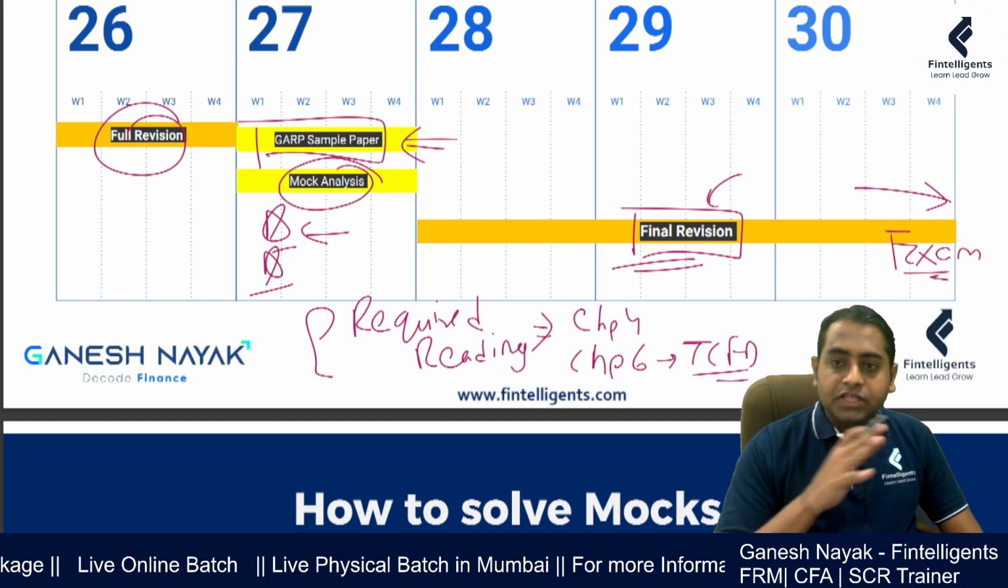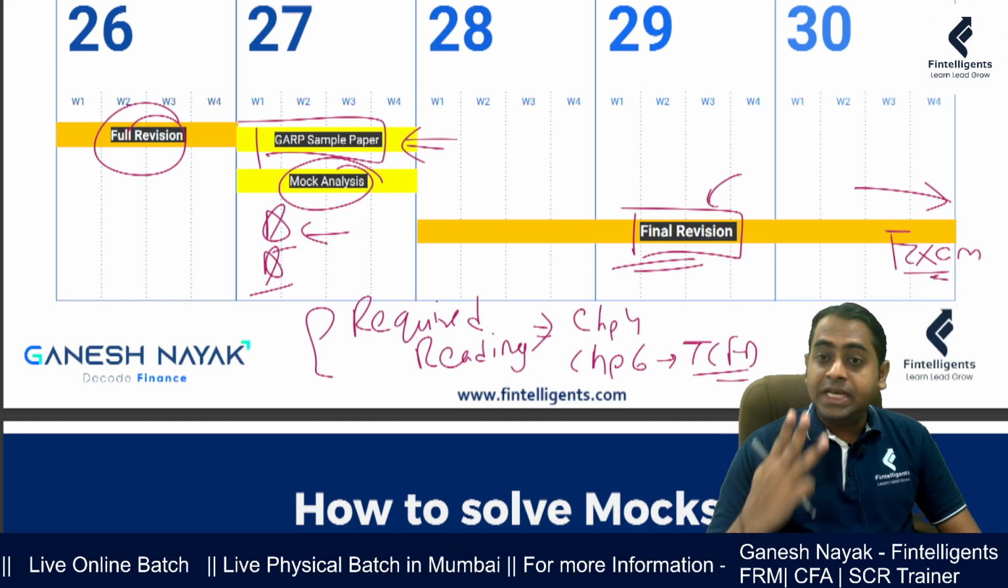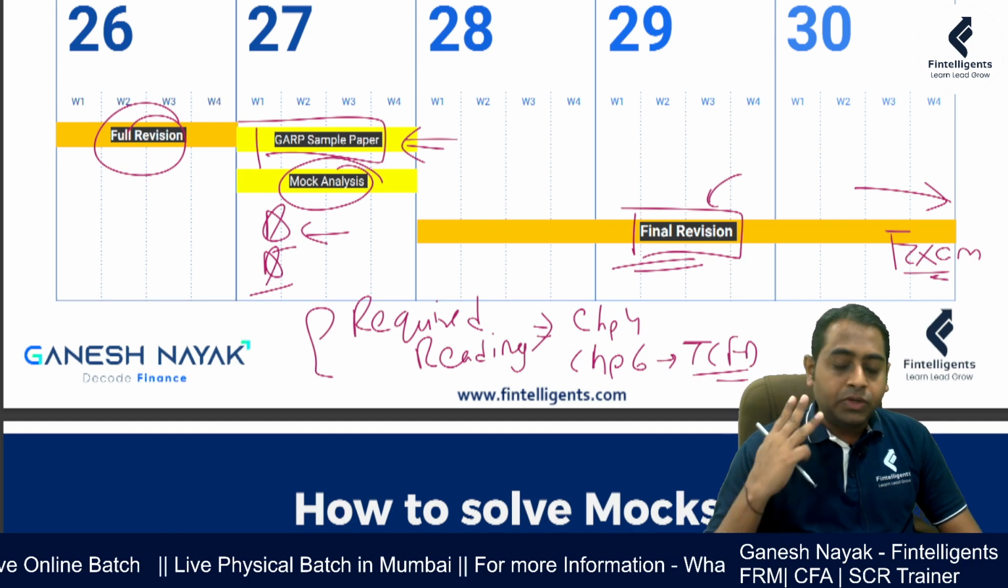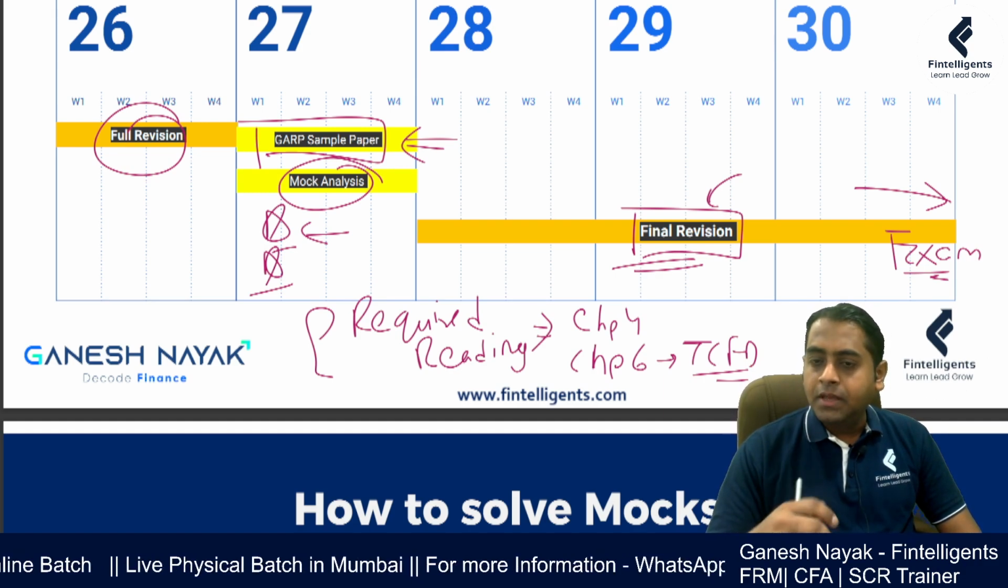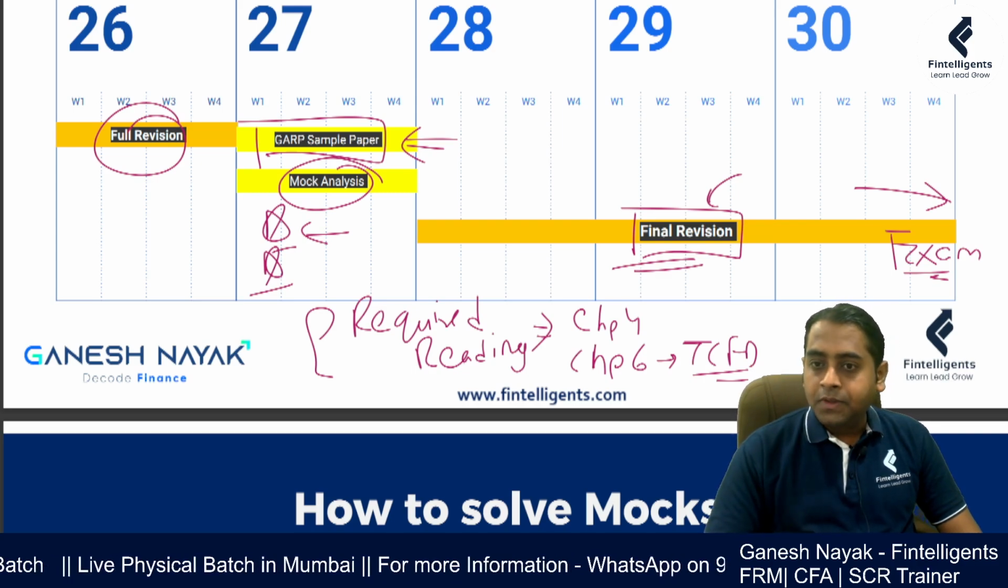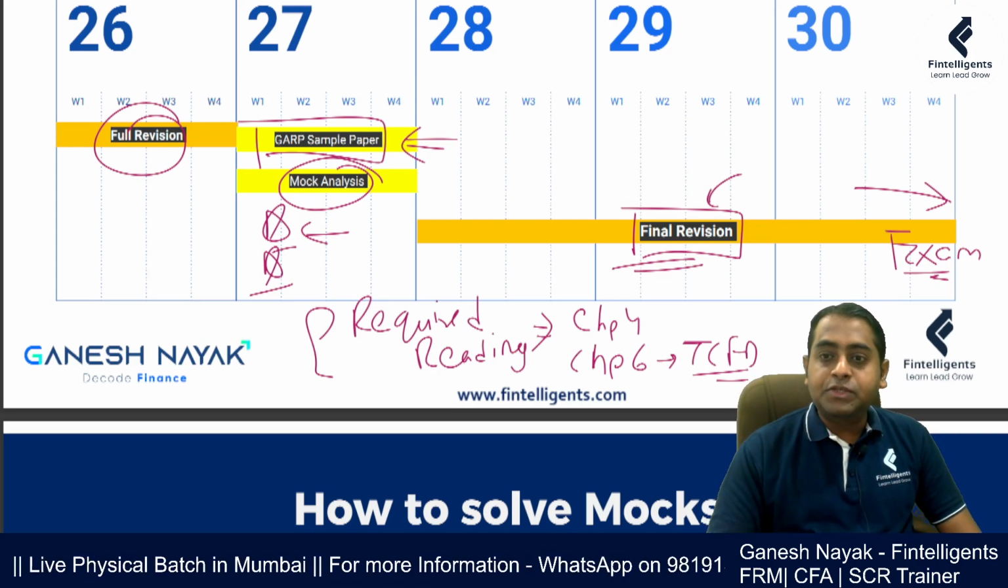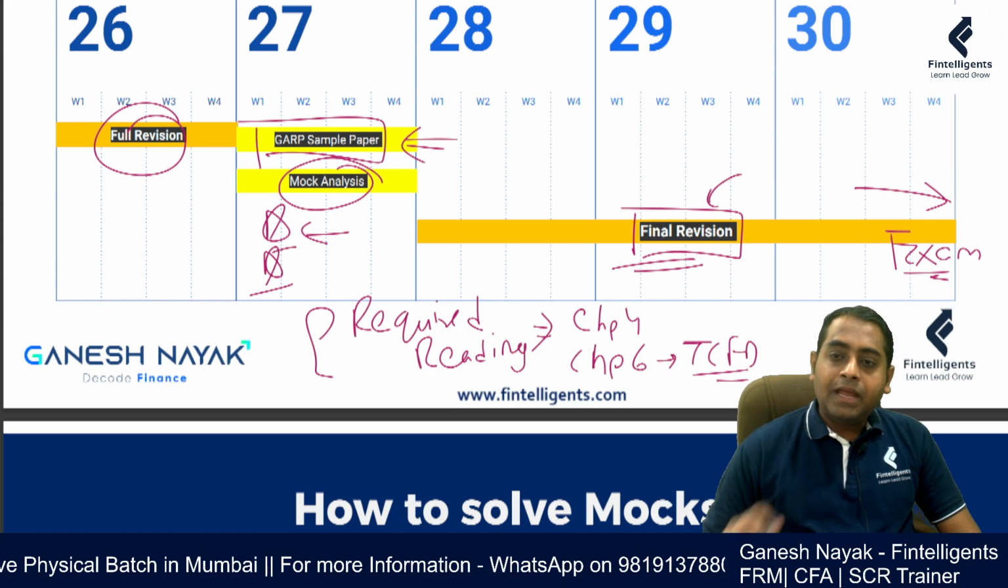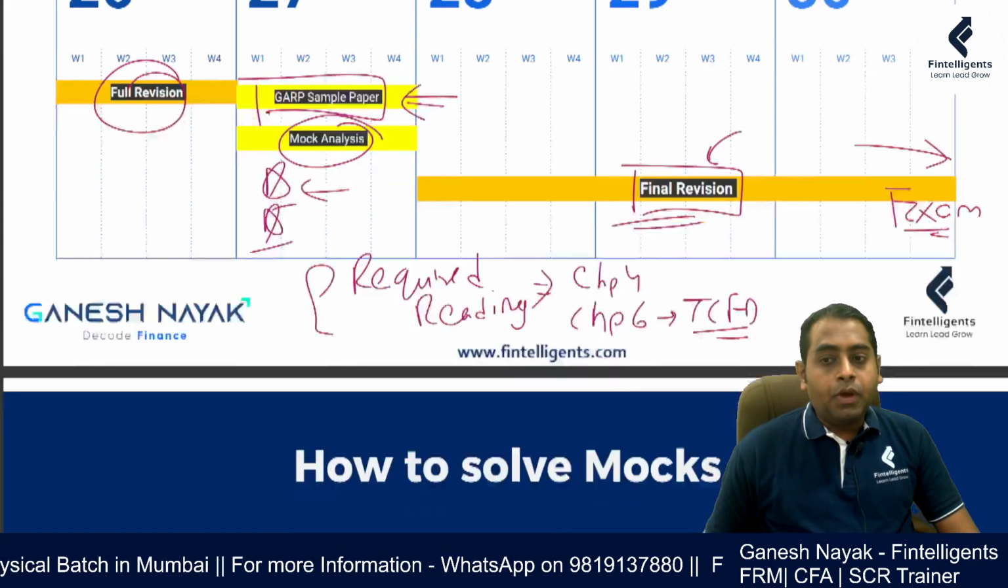If you follow this plan, by default you're revising the book three times, the GARP book properly three times. Now, how should you solve the mocks? Whenever you're solving a mock, have a piece of paper with you and make a note. How are you going to make a note?